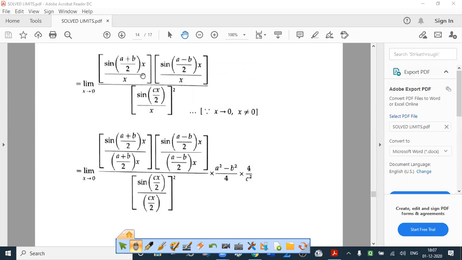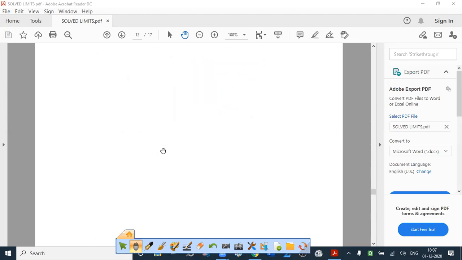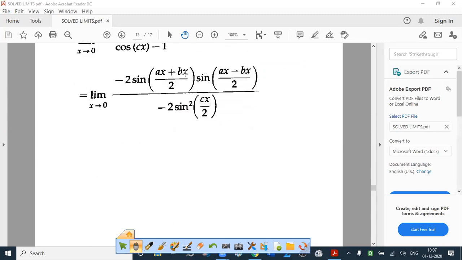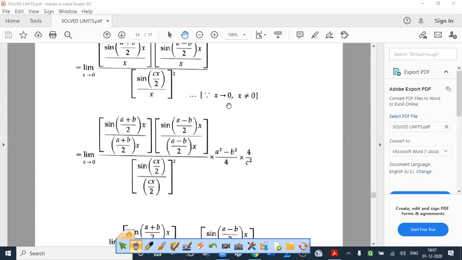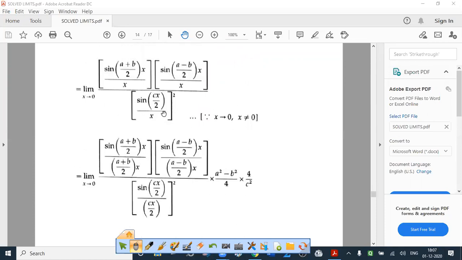Sine of (a plus b) by 2 into x upon x. Now you will ask me why this angle? Same angle. See, if x is taken common, then its multiplier is (a plus b) upon 2 only, and here (a minus b) upon 2. Into this upon this. Now, angle must be fully repeated. So though denominator is x, I will write (a plus b) upon 2 into x, right? And therefore I have to multiply numerator by (a plus b) by 2.